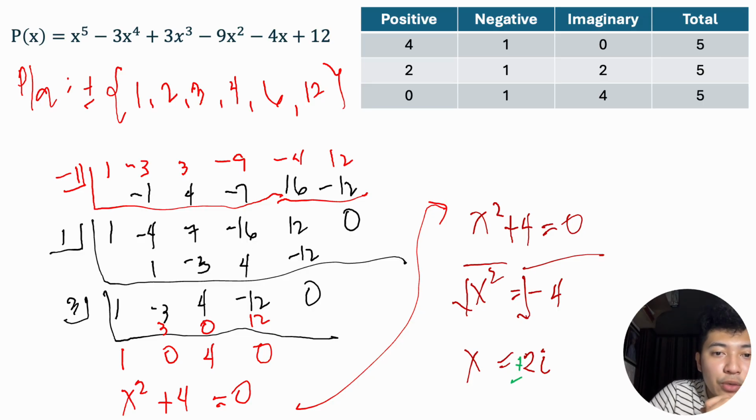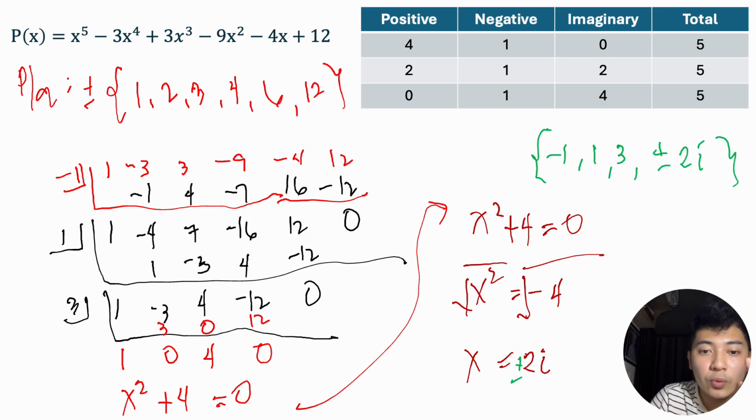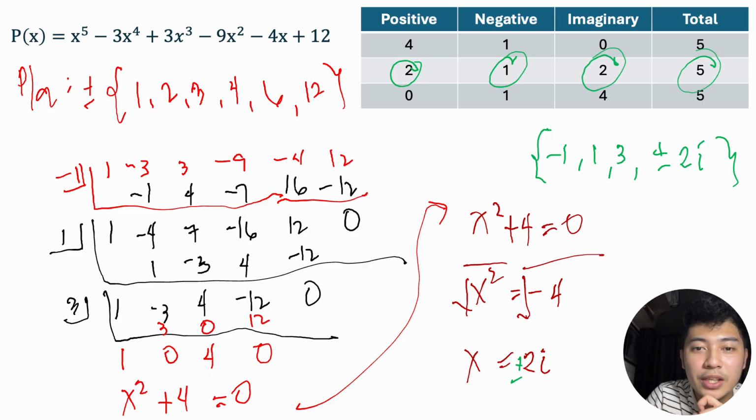Naintindihan ba? So, therefore, yung mga roots natin, kung ililista natin, we have negative 1, positive 1, positive 3, then positive and negative 2i. So, 5 roots yan. Negative 1, 1, 3, positive 2i, and negative 2i. So, isang negative, ilan yung positive? 2. So, 2 yung positive, isang negative, then 2 yung imaginary. So, all in all, total of 5 roots. Okay?